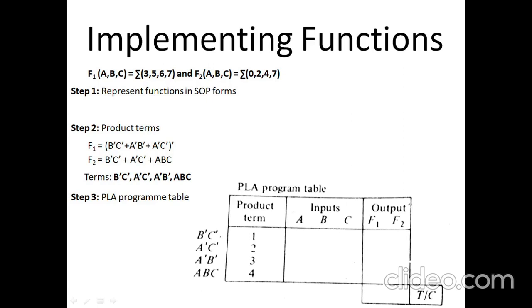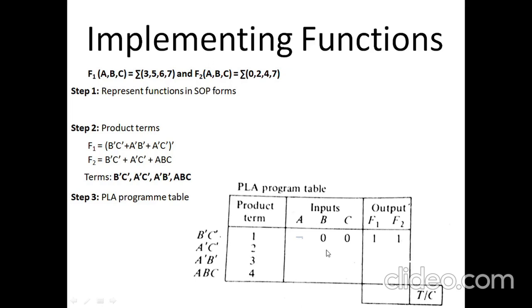So let me fill in this row here. A is not there in the product term B prime C prime. B is complemented, C is complemented. B prime C prime is part of F1 and part of F2, or just simply this product term is part of F1 and part of F2. So product term 1 is part of F1 and also part of F2, so we write 1 in those columns.